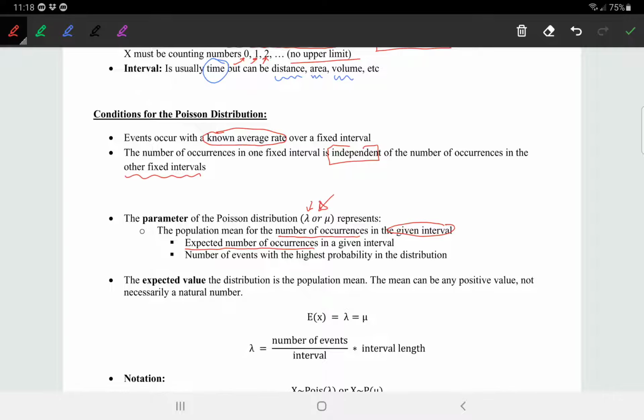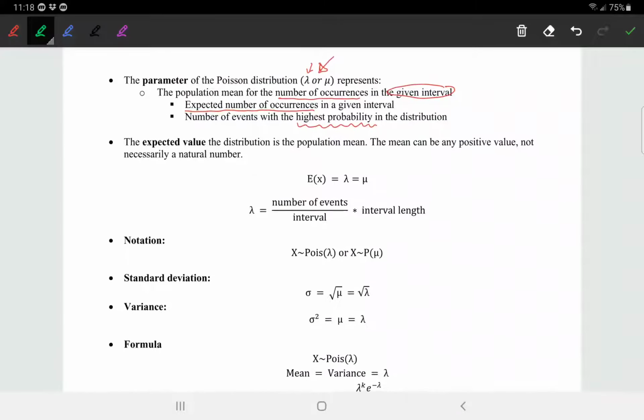But what is the mean or the expected number? It is the number of events that have the highest probability in the distribution. So, the expected value of the distribution is the population mean. Sometimes this gets written as lambda, and sometimes it gets written as mu.